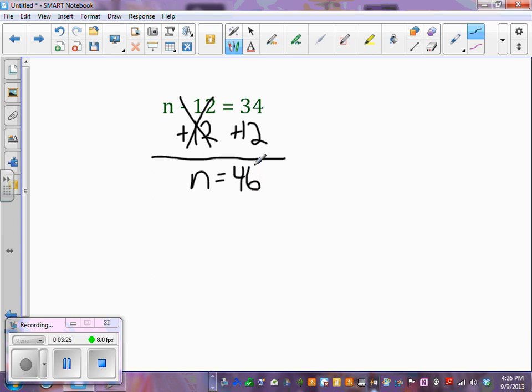We can check our work. 46 minus 12. Yep, it's 34. We know for 100% sure that we are correct with our answer. And that is how you solve addition and subtraction equations using the inverse operation.